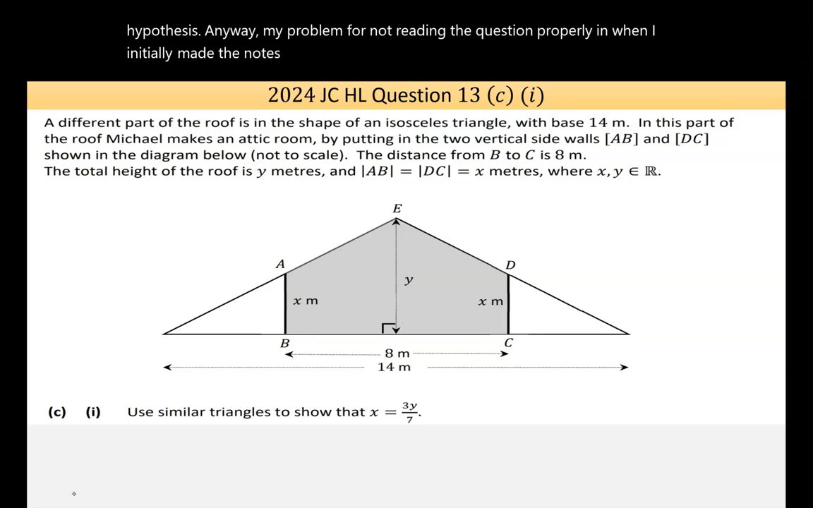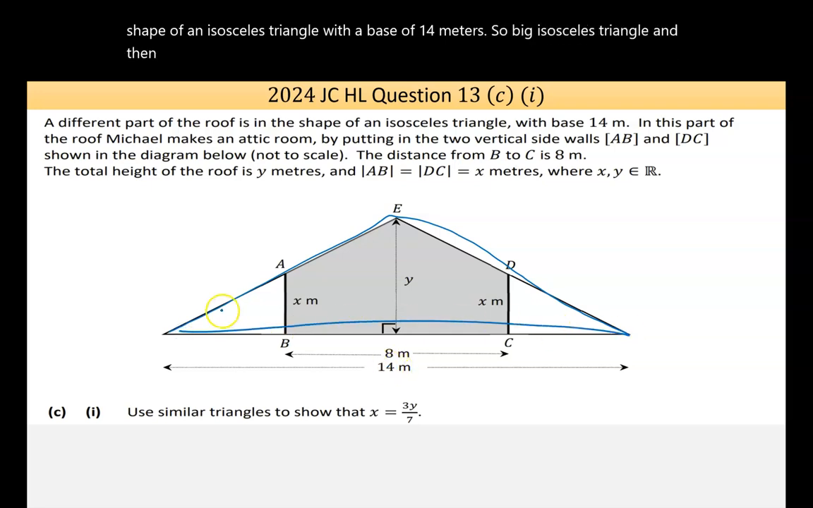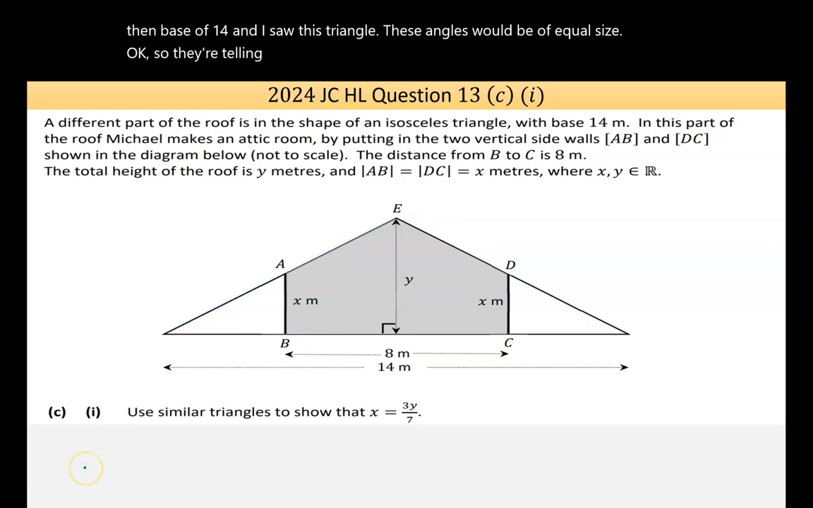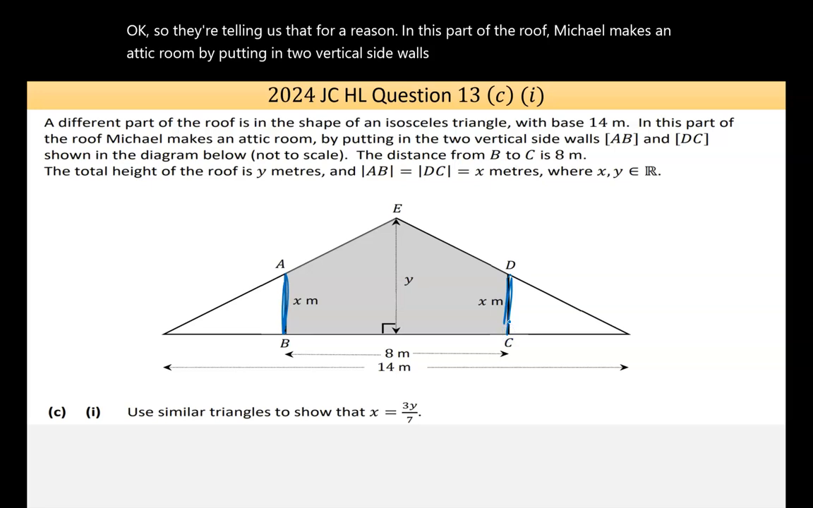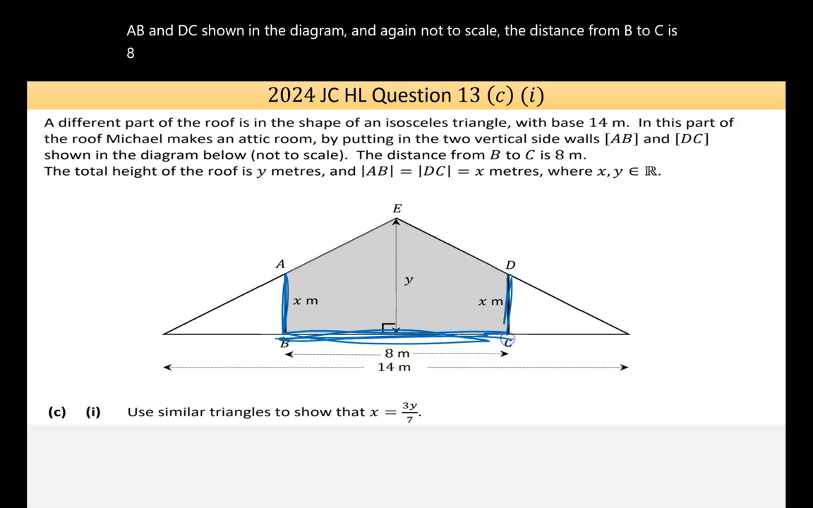So 13C part 1 says a different part of the roof is in the shape of an isosceles triangle with a base of 14 meters. So big isosceles triangle and then base of 14. Now in an isosceles triangle, these angles would be of equal size. So they're telling us that for a reason. In this part of the roof, Michael makes an attic room by putting in two vertical sidewalls here, AB and DC, shown in the diagram, and again, not to scale. The distance from B to C is 8 meters.